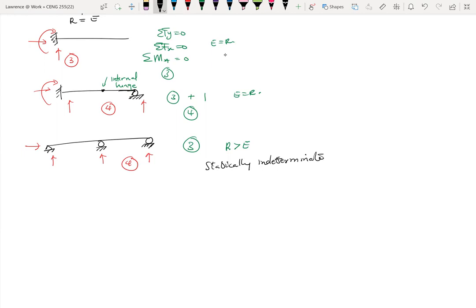What this simply means is that the three equations of equilibrium will not be adequate in solving this problem. So you need some extra equations to be able to analyze this particular structure. So I'll briefly introduce continuous beams and what they are. Typically, the beam here is what you call a continuous beam.